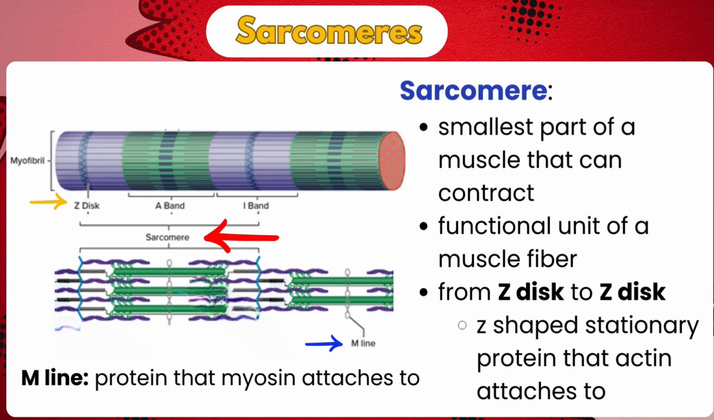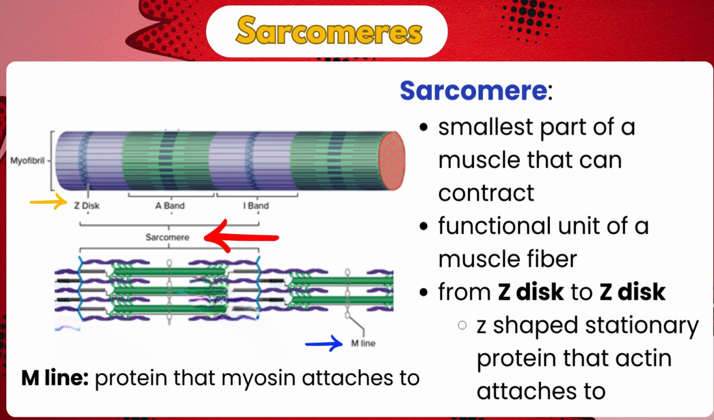This image shows a close-up of a myofibril. In the myofibril, the myofilaments are arranged in a pattern that results in what's called a sarcomere. Sarcomeres are the smallest portion of a muscle that can contract. This makes sarcomeres the functional unit of muscle fiber.